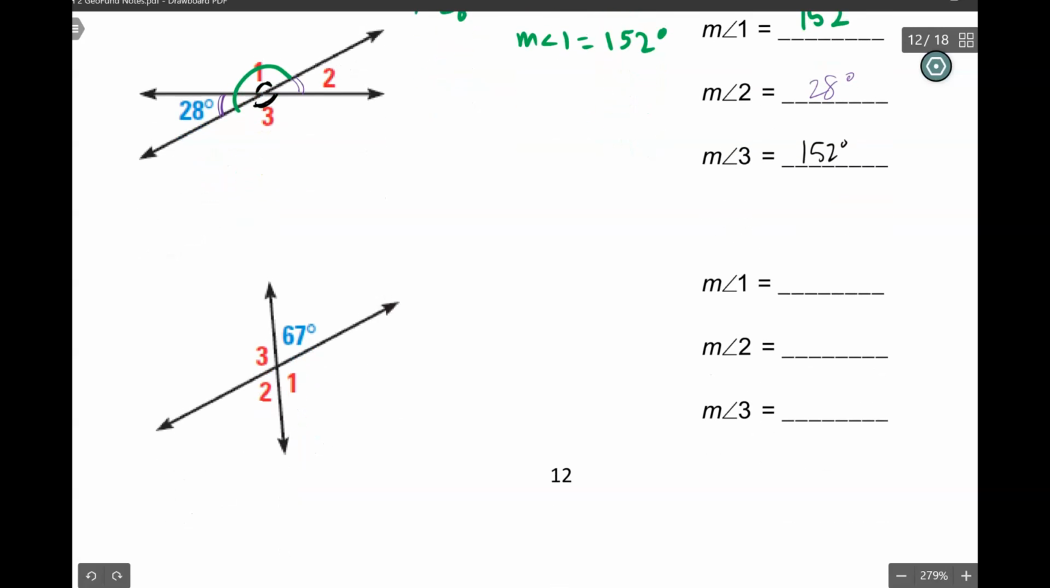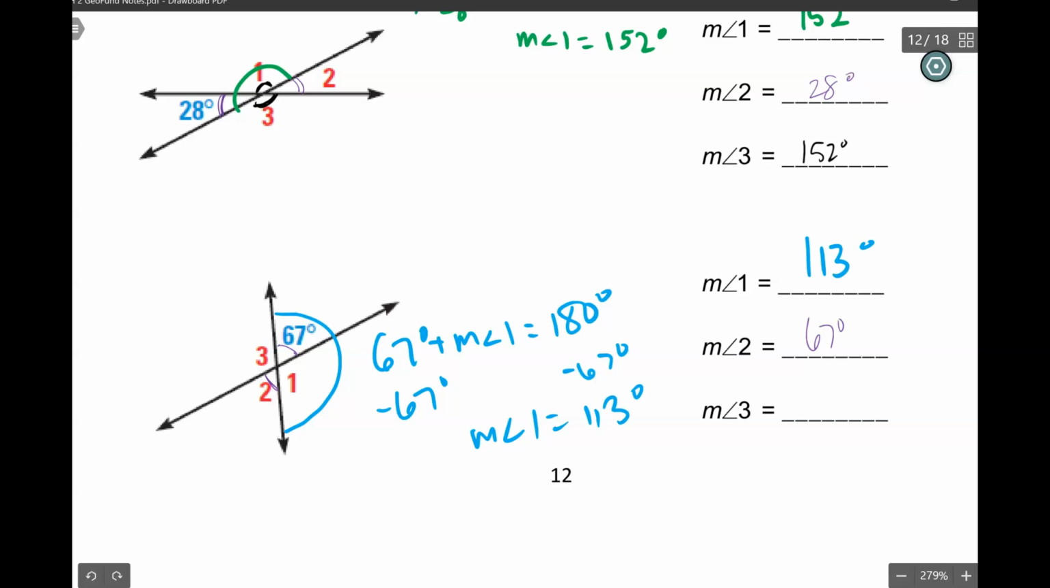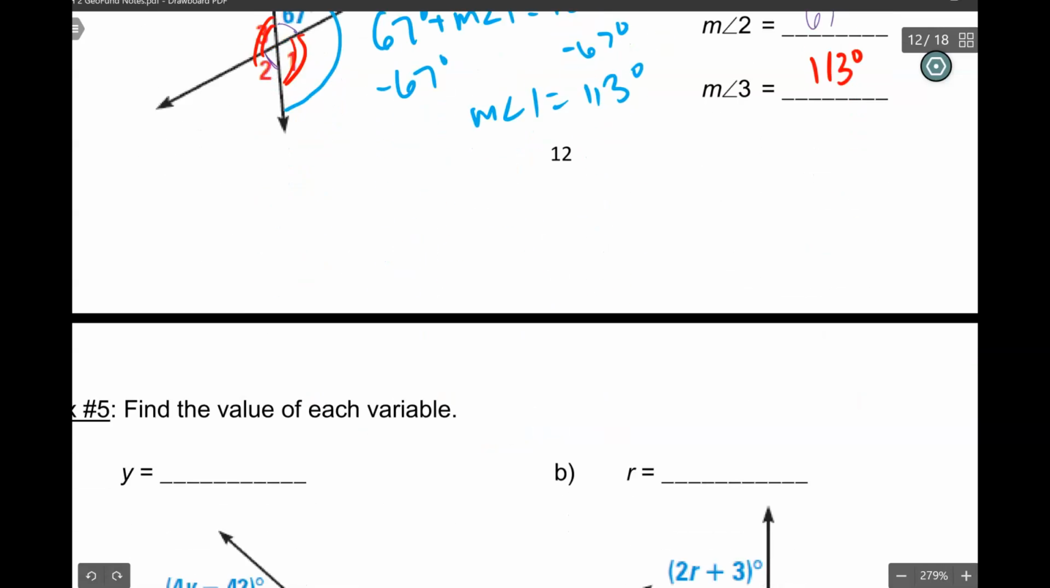Last one, this angle 67 and angle 2 are a vertical angle pair. And if I add these two angles together, 67 degrees plus the measure of angle 1 has to be 180 because they are a linear pair. So we're using vertical angle pairs and linear pairs. Subtract 67 from both sides, and the measure of angle 1 is going to be 113 degrees. And if the measure of angle 1 is 113, that means the measure of angle 3 is 113 as well, because those are a vertical angle pair.